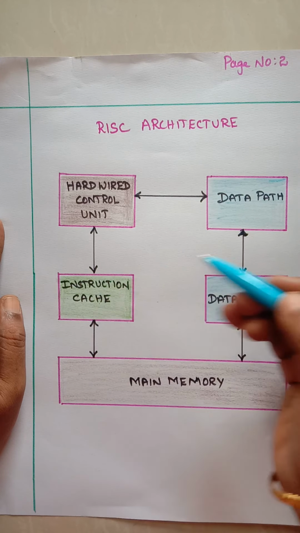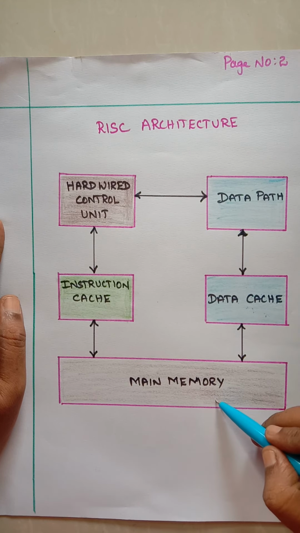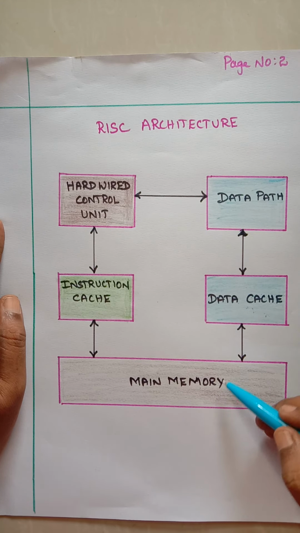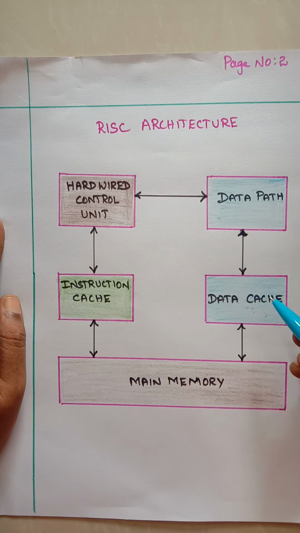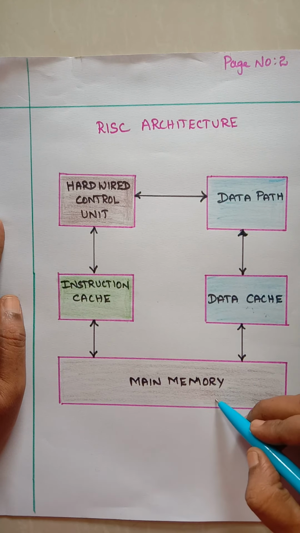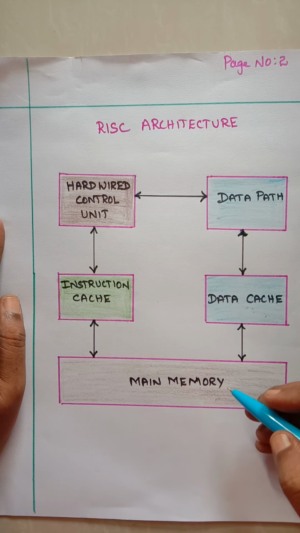Then what about the policies of data cache? There are 2 policies maintained in data cache. The first one is write through and the second one is write back. Write through ensures that the cache block is consistent with the corresponding main memory content. And write back is the delay of writing to a block of main memory until it is really needed.